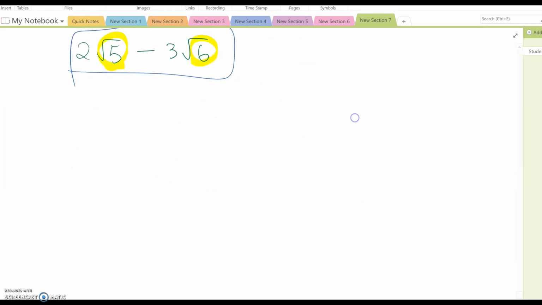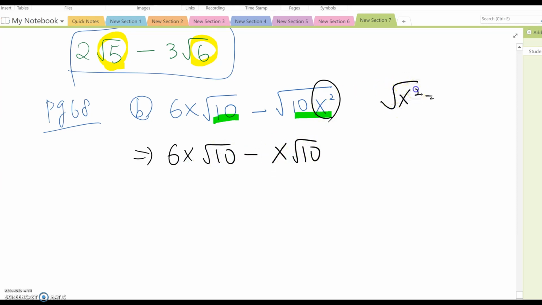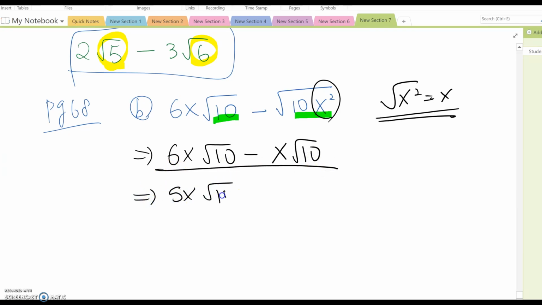Now let's look at a more complicated problem, page 68, letter B. It shows 6x square root 10 minus square root 10x squared. As is, we cannot subtract these two radical expressions because the base values are different. However, if you look carefully, there is an x squared here. So you can rewrite it as 6x root 10 minus x root 10, because the square root of x squared becomes a single x. Therefore, you can simplify this to 5x root 10. That will be the answer.